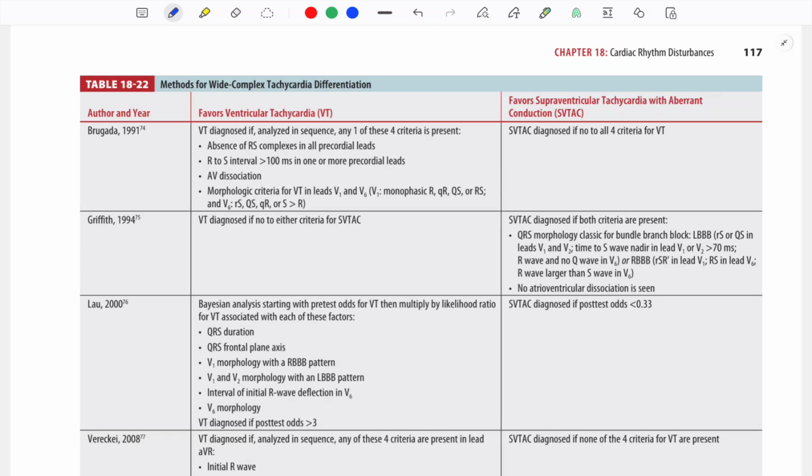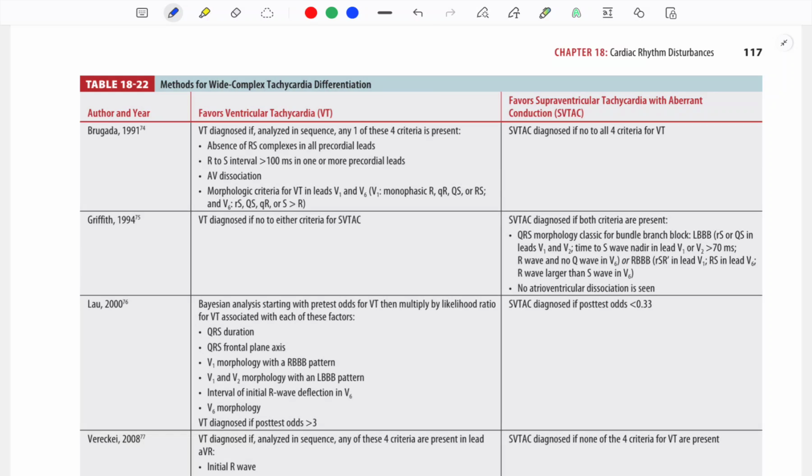Third, there is AV dissociation. And fourth is morphological criteria for VT in leads V1 and V6. So in V1 there should be a monophasic R wave, QR, QS or RS. And in V6, if there is RS, QS, QR or S more than R, then this will be VT.